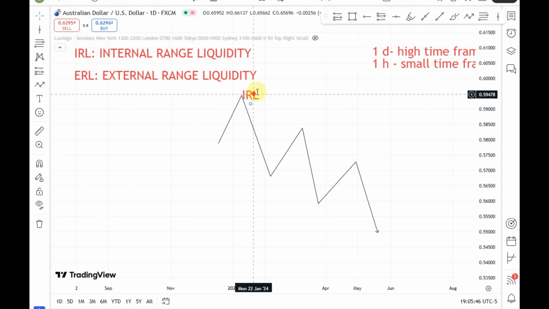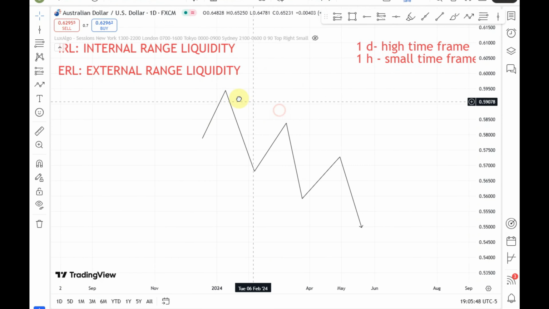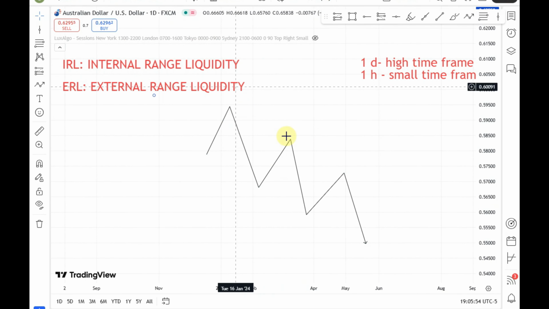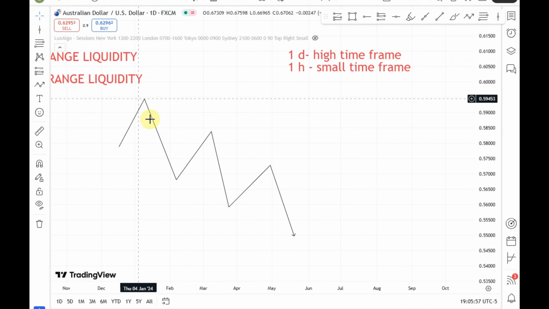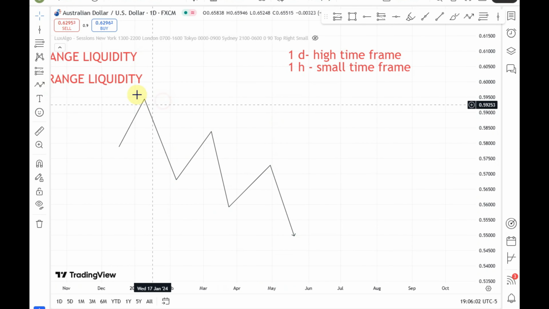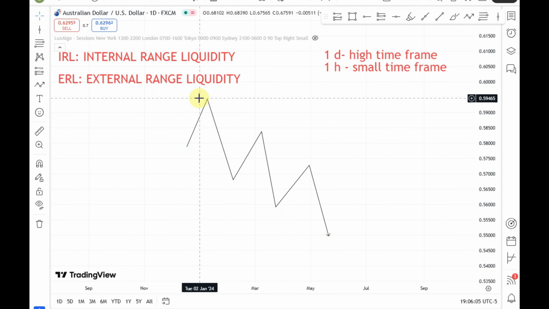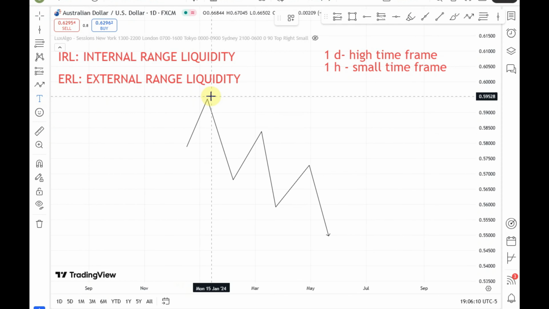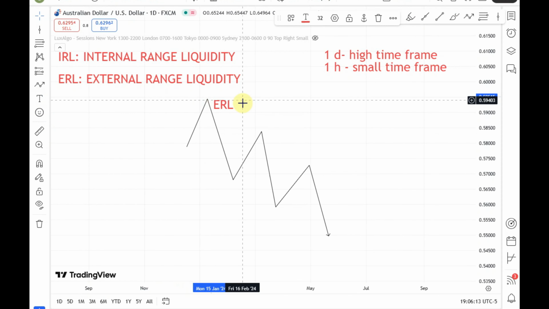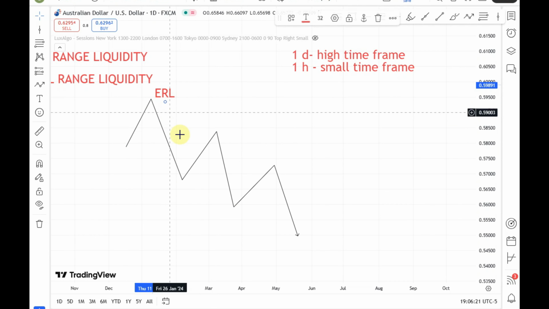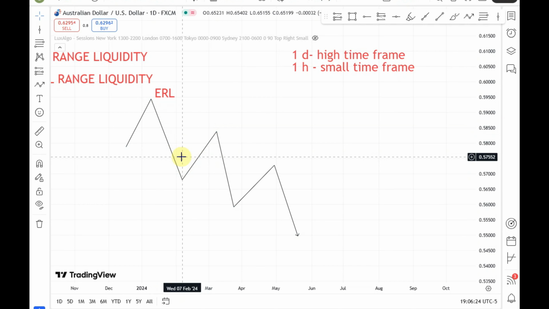These are the keys. How do we see that this is our internal range liquidity or external? Highs and lows mean external range liquidity. So this could be ERL. And then inside of it is our internal range liquidity. How do we consider that this is internal range liquidity?